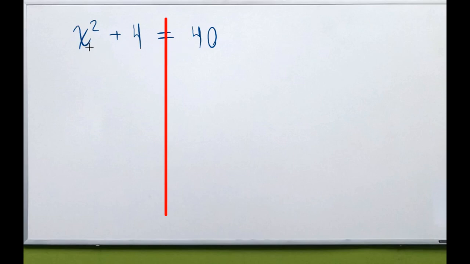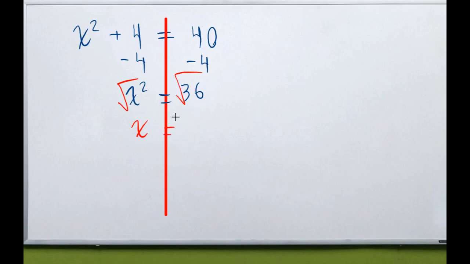We already have the x squared on the left side. So let's just take care of this plus 4 right here. The opposite of addition is subtraction. So we have x squared by itself is equal to 36. Now we have x squared. But to get rid of that x squared, we take the square root. So the square root of x squared is just x. And square root of 36 is 6.